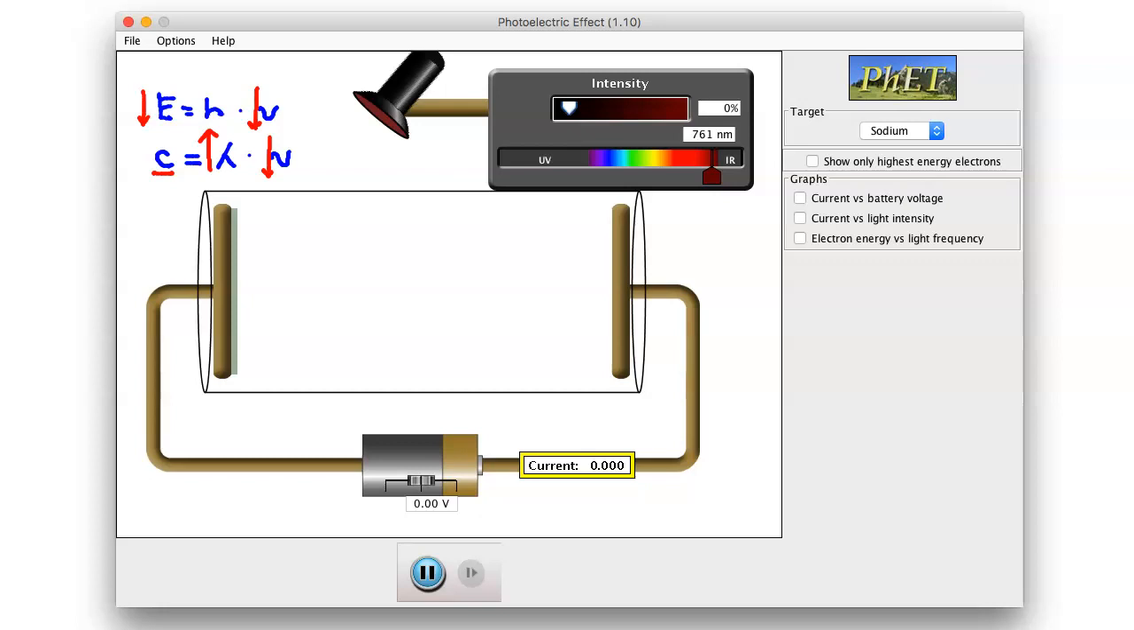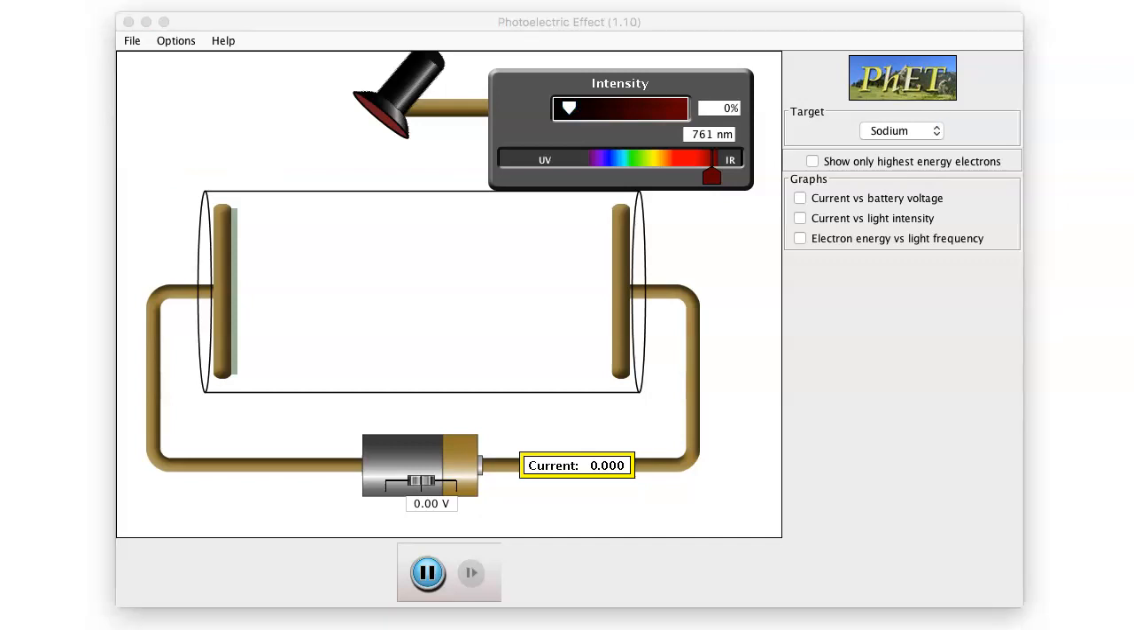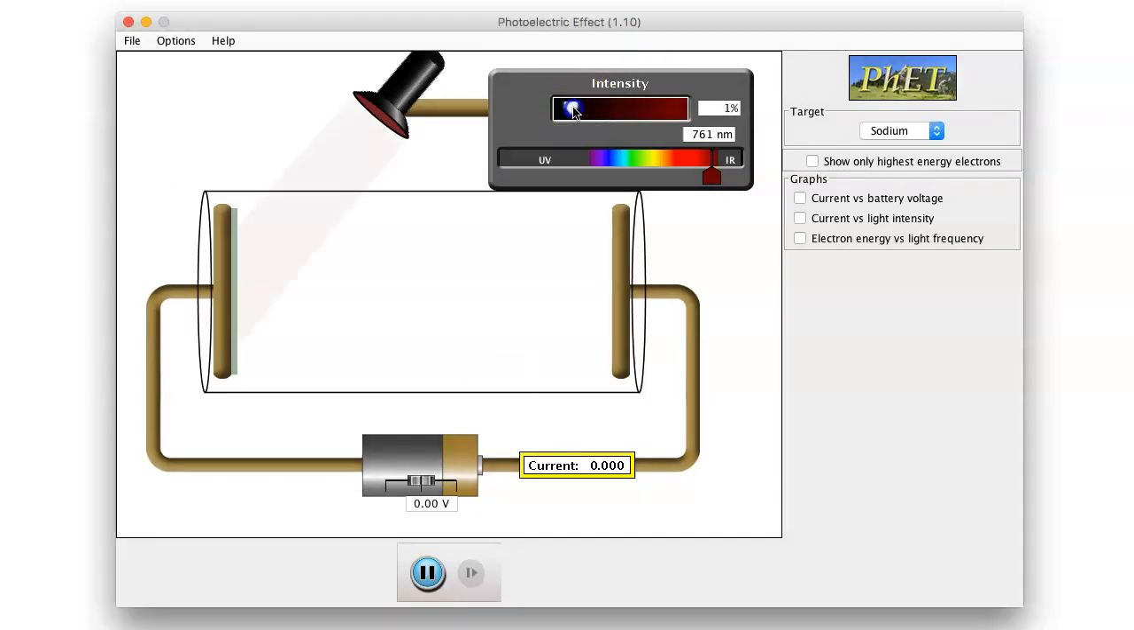Now, because of classical physics, the idea was that energy was continuous and did not travel in chunks. It made sense that all I need to do is increase the intensity of this light. So I'm going to turn up the light, make it brighter. If I'm making the light brighter, I should be ejecting more and more of these electrons and getting more and more current.